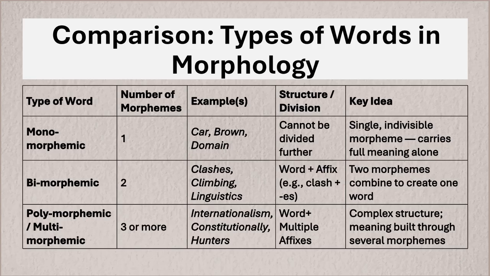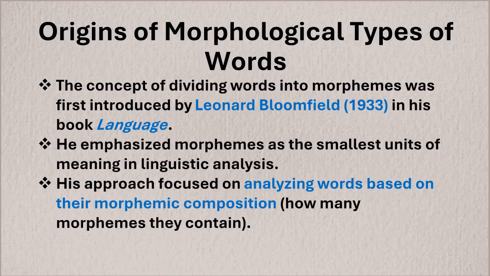The key takeaway: as the number of morphemes increases, so does the complexity and the richness of meaning each word can express. When it comes to this question, who introduced the idea of morphological types of words? The answer is that the idea of morphological types of words didn't come from one single linguist. It actually grew out of the structuralist approach to studying language.